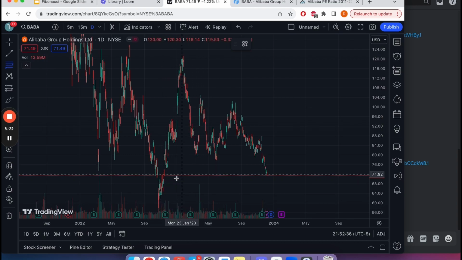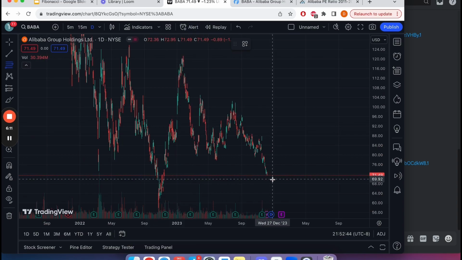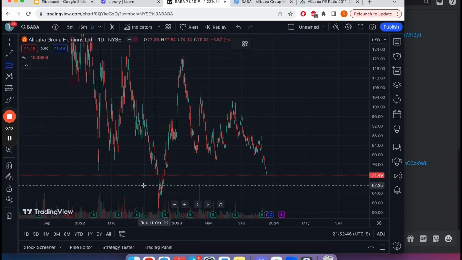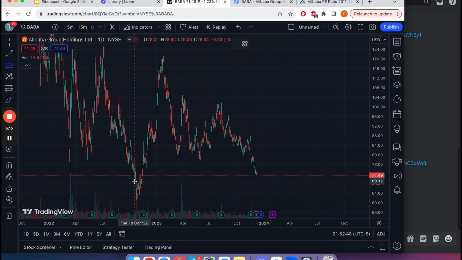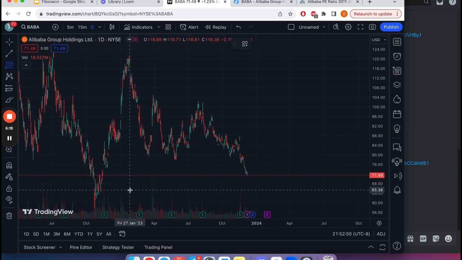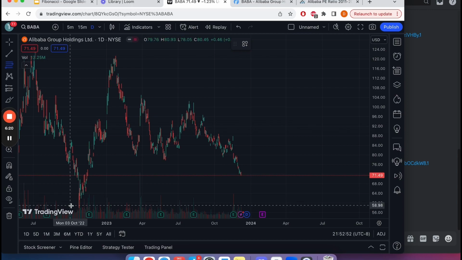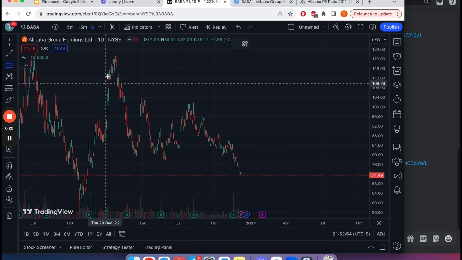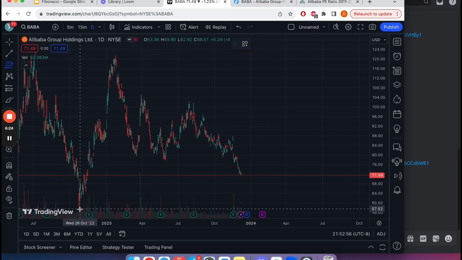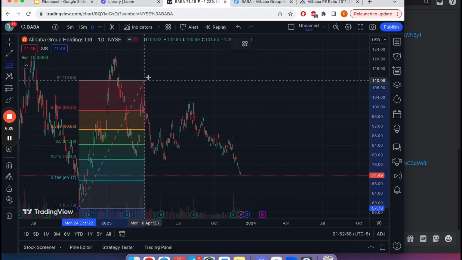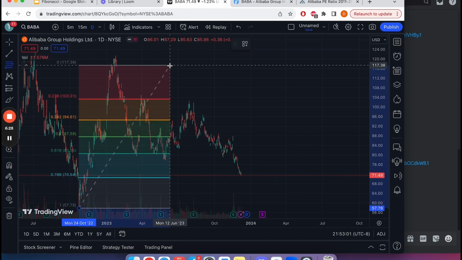You want to find a clear trend. There's a clear uptrend, higher highs, higher lows, and then it just ended up dipping. So what you want to do for support and resistances is find the swing low, down over here, to the swing high. I'm going to click down over here and I'm just going to trace it all the way up.